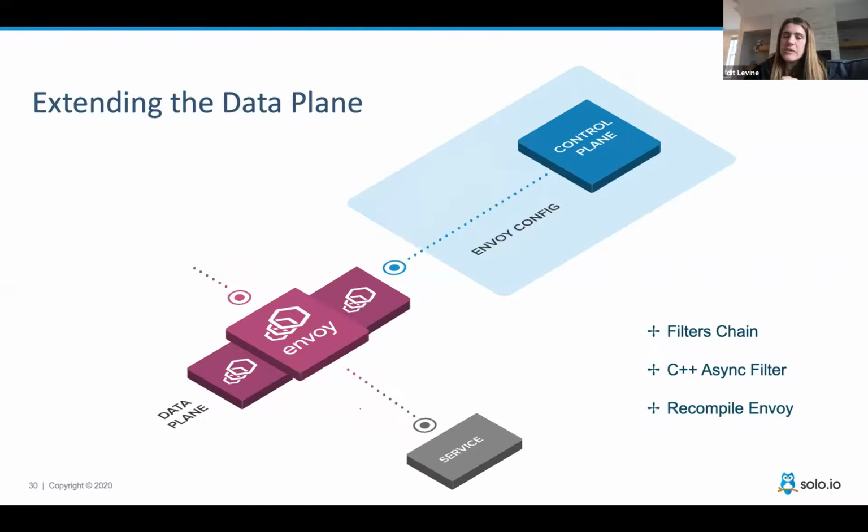This architecture is built in a way that when a request comes in, it goes through something called a filter chain. And you can control those filters. You can write your own custom code. And today, you need to do this in C++ because Envoy is C++. You need to write a C++ async filter and recompile Envoy, right? And we're doing it. We have an API gateway called Gloo. This is what we know how to do very well, but it's extremely complex, right?